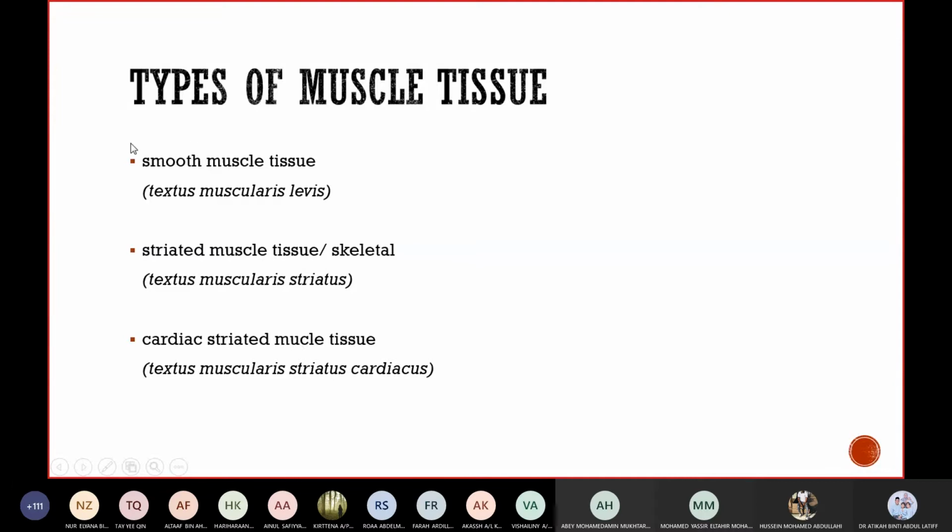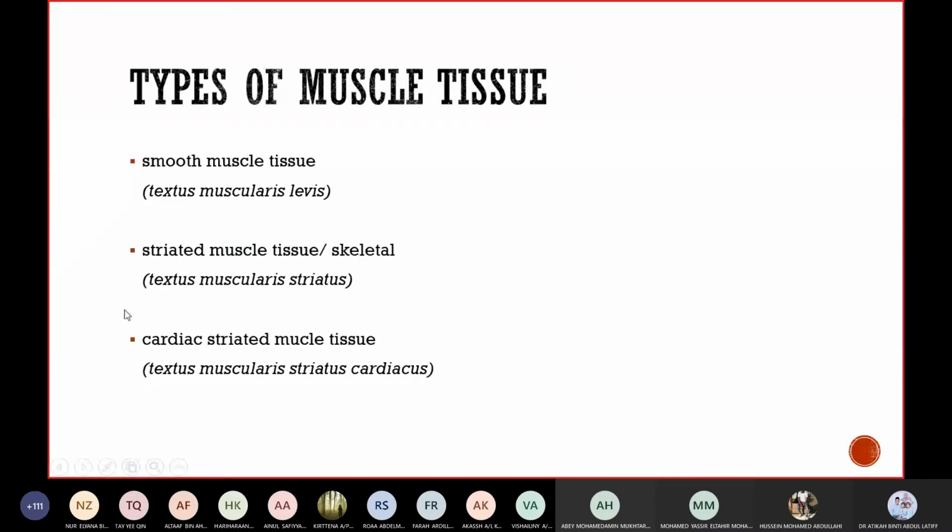So smooth muscle tissue is found in your involuntary contraction areas. For example, in your blood vessels. Okay, you can't control how the blood vessels move the blood, right? So it's involuntary control. And also your GI tract, you cannot control peristalsis. So that's your smooth muscle tissue.